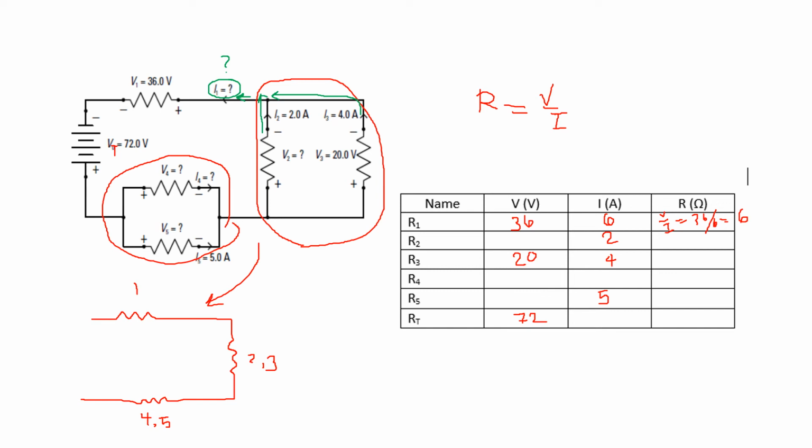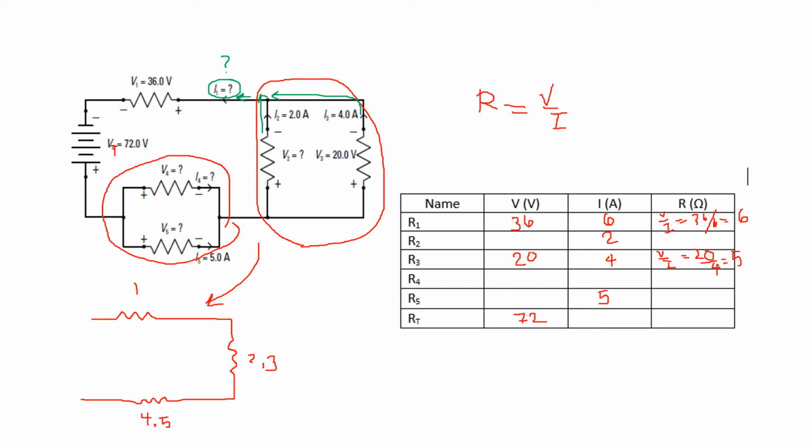I'm going to come to R2, and you can see in R2, V2 is missing, so I can't do anything, but go to R3. I have I3 and V3 is 20, so therefore again V divided by I, I'm going to have 20 divided by 4, which is equal to 5. So now this one is solved.